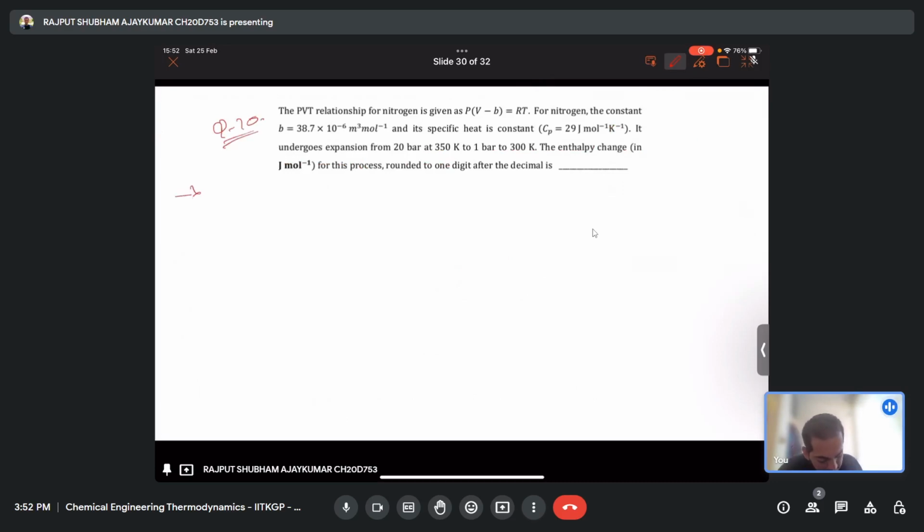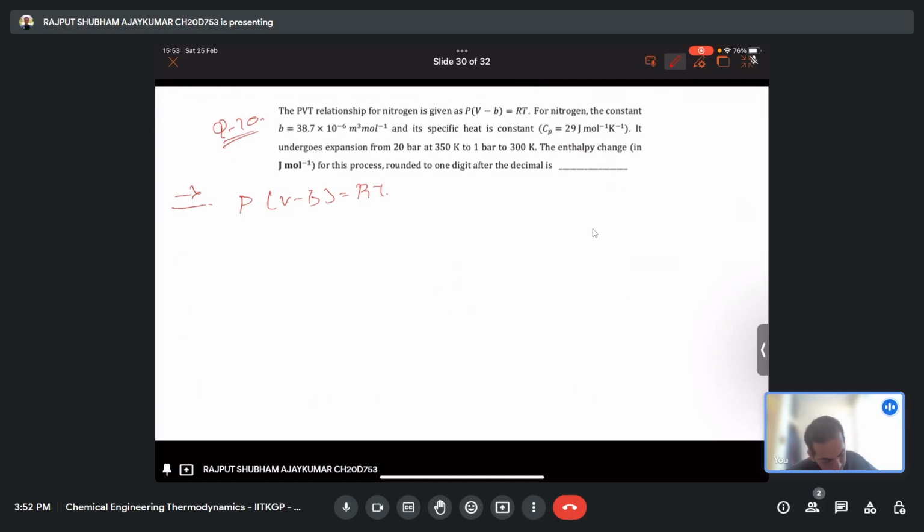So this is another question we'll try to solve. The PVT relationship for nitrogen is given, a similar equation: P(V minus B) equal to RT, and they have been asking what is the enthalpy change.